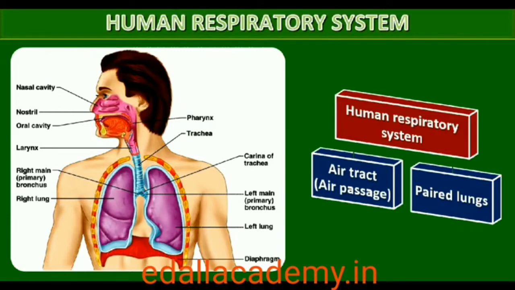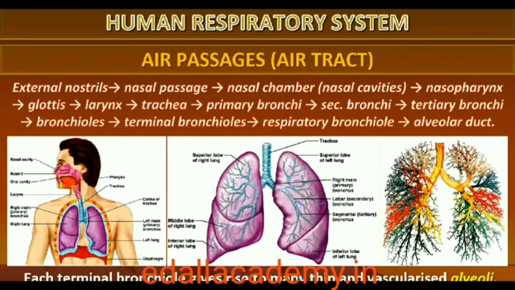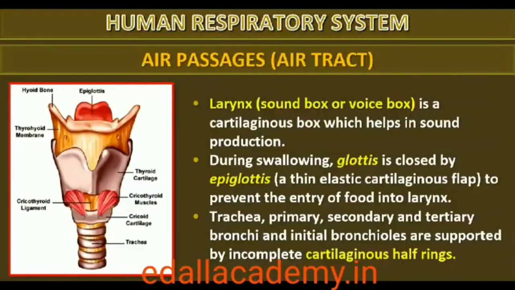17.1.1 Human respiratory system. We have a pair of external nostrils opening out above the upper lips. It leads to a nasal chamber through the nasal passage. The nasal chamber opens into the pharynx, a portion of which is the common passage for food and air. The pharynx opens through the larynx region into the trachea. Larynx is a cartilaginous box which helps in sound production and hence called the sound box.